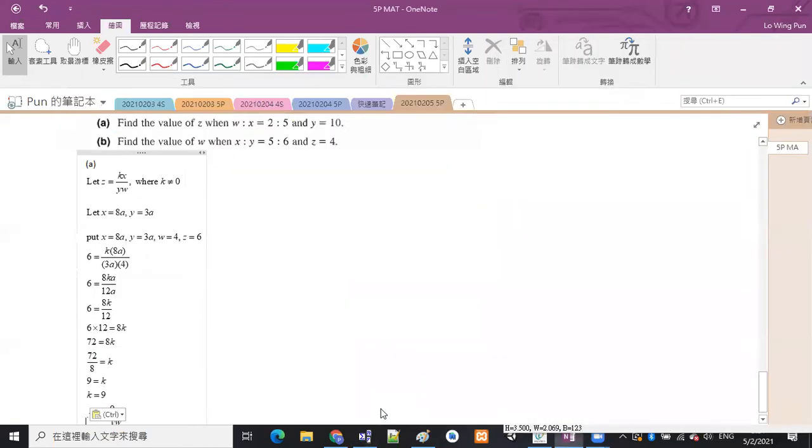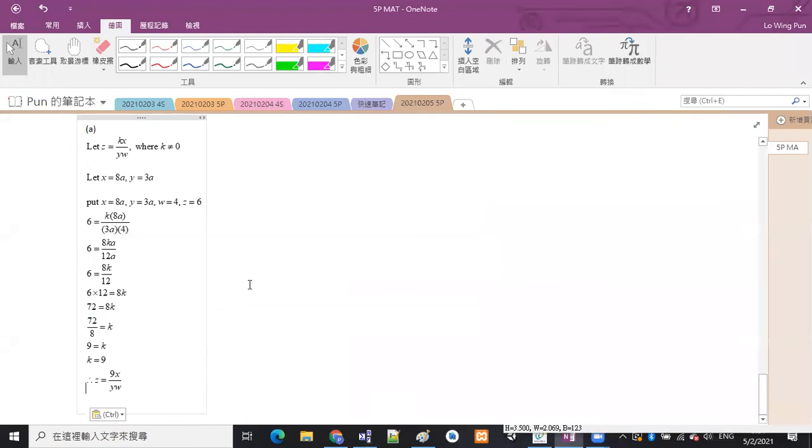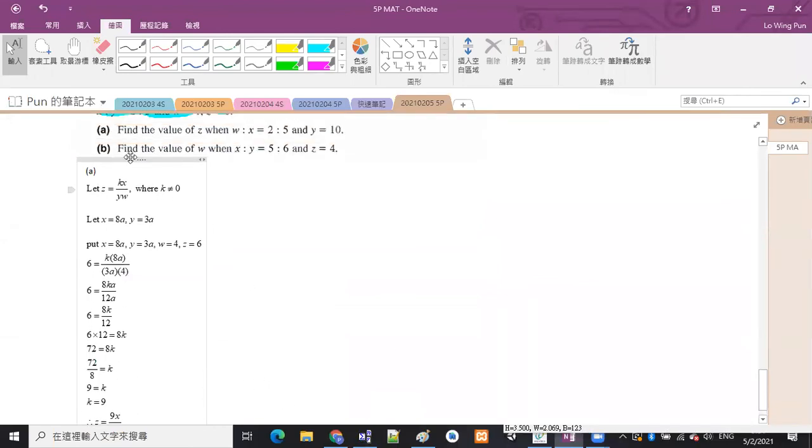Okay, but that is not the end of part A yet, because the question asks you to find the value of Z when W to X is 2 to 5 and Y is equal to 10.